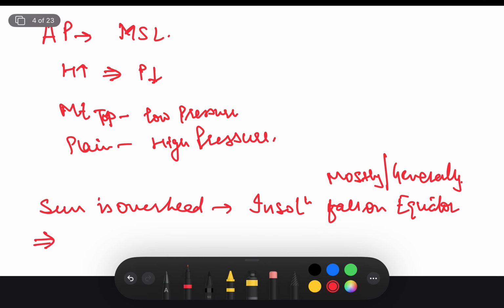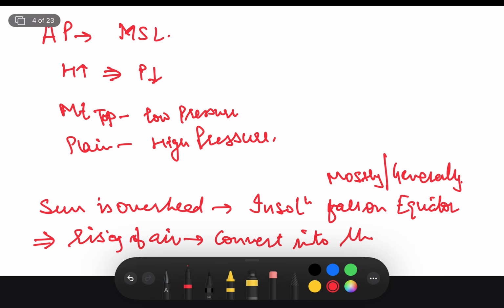So it will create rising of air. Air has a rising tendency, so it will convert into thin air. When it is converted into thin air, that means it has less load, so it will create a low pressure area.